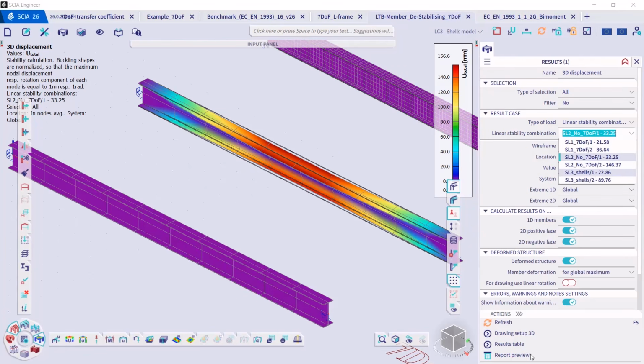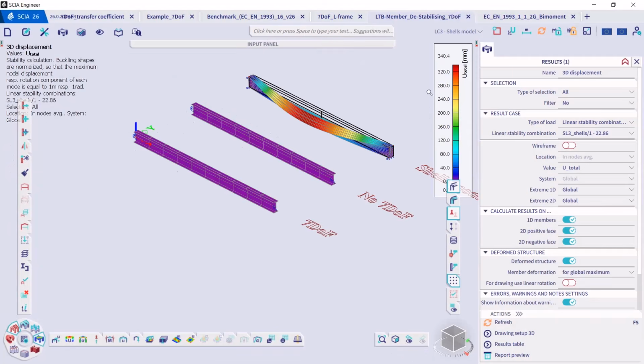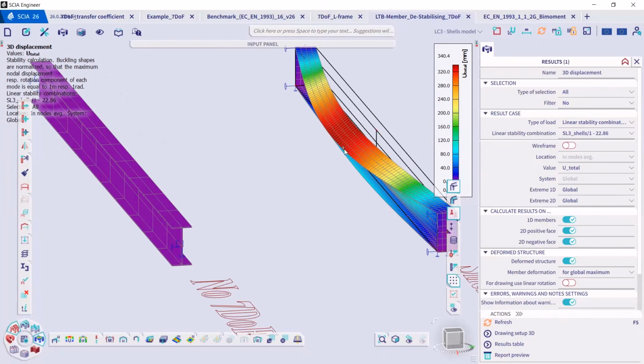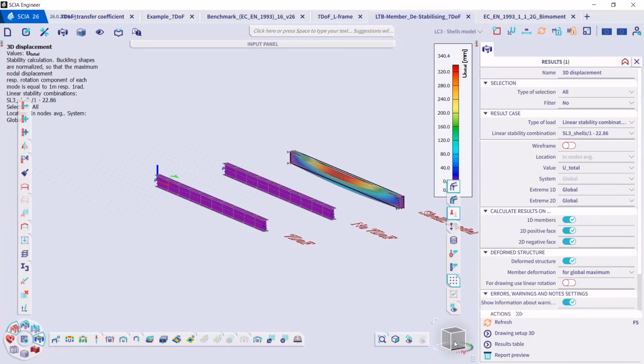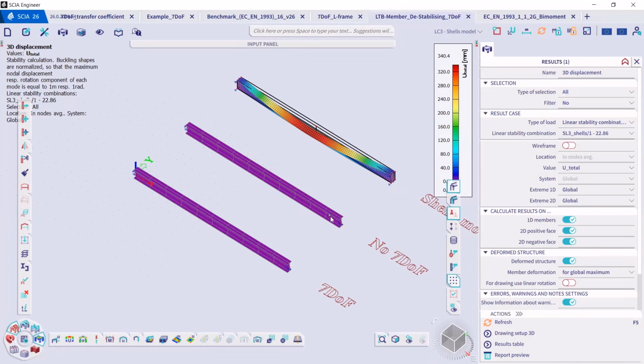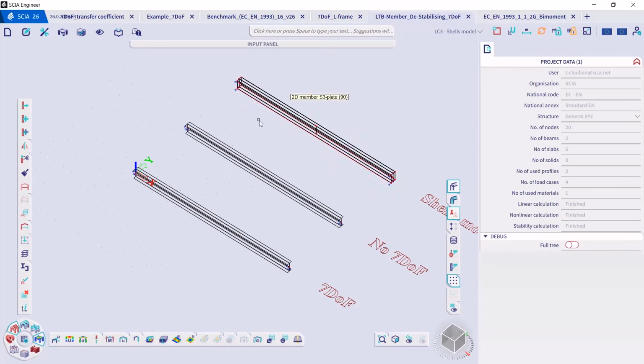And if you have a look at the shells model, the first eigenmode has a value of alpha critical of 22.86, and you can see clearly that the shape represents a lateral torsional buckling of the top flange again, and it's very similar to what we have got with the 1D beam with 7 degree of freedom. So this establishes that we can now use this new warping approach on the 1D beam to calculate the M critical of a 1D beam in an easier way than having to model 2D shell elements.